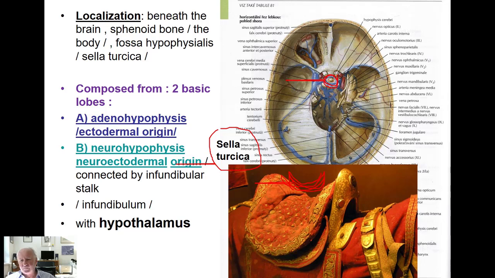The adenohypophysis, as you will hear in a few weeks, has an ectodermal origin, and of course the neurohypophysis is from neuroectoderm. So there are two origins, and these two parts slowly come together, connecting, and the whole hypophysis is ready. The infundibulum connects the neurohypophysis, the posterior lobe, to the hypothalamus.